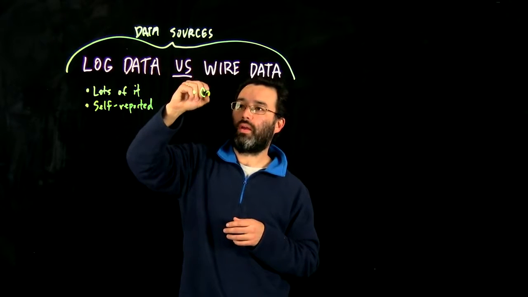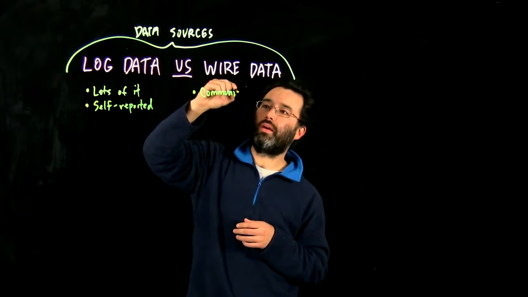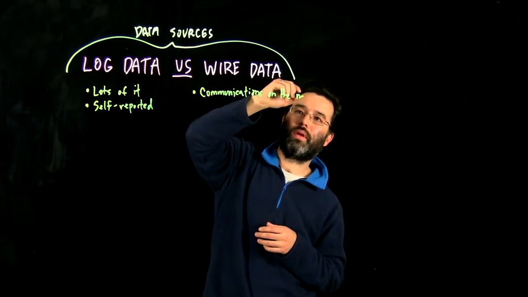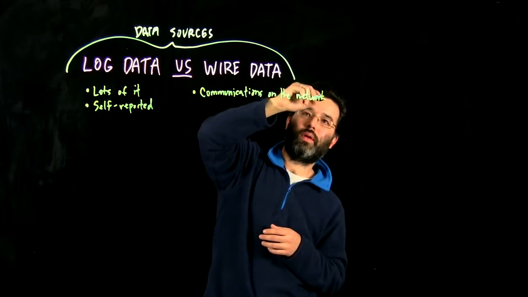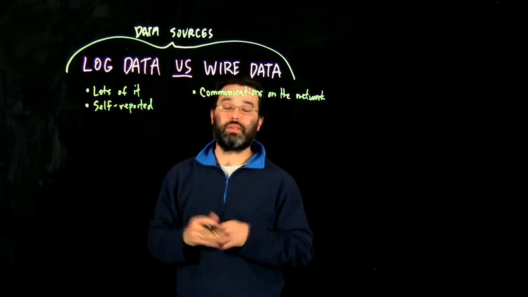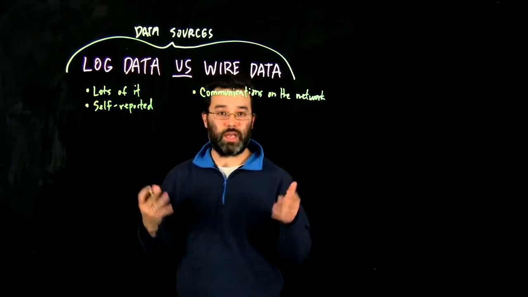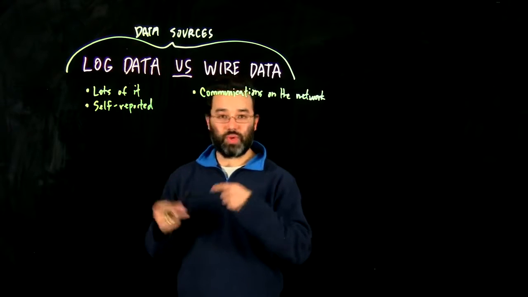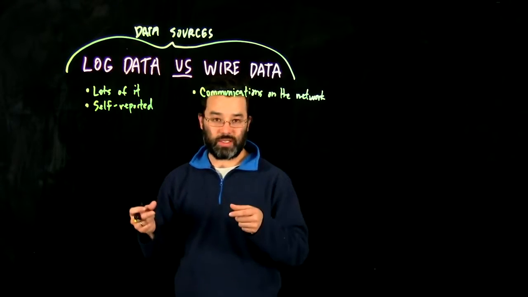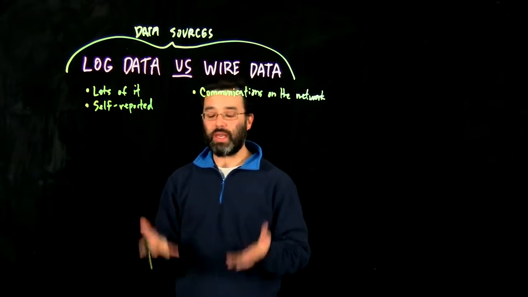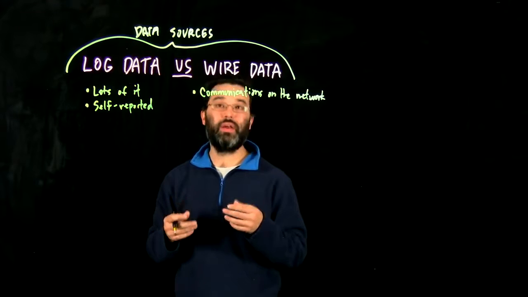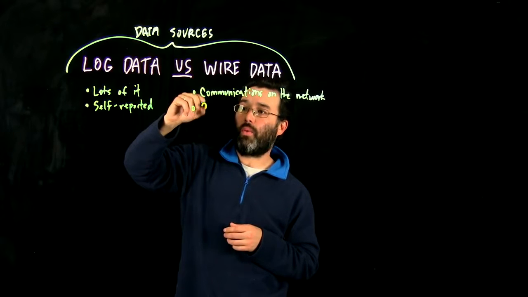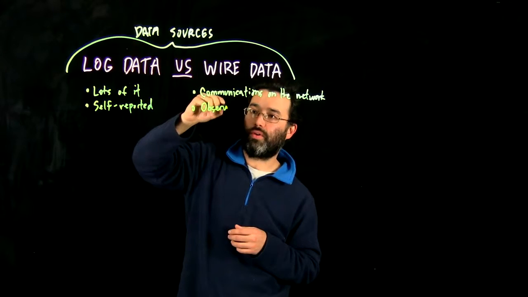Now, what is wire data? Wire data is all communications on the network. And wire data is what ExtraHop does. So ExtraHop is a network appliance. It gets a copy of your network traffic. It's reassembling those packets into full transactions, flows, and sessions, and then extracting the metadata that you care about. And that's what we call wire data. The second thing about wire data is that it's observed.